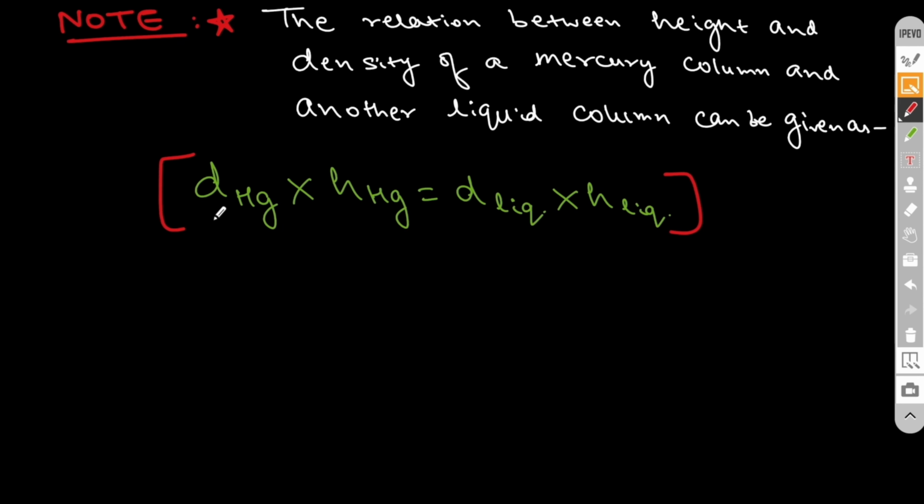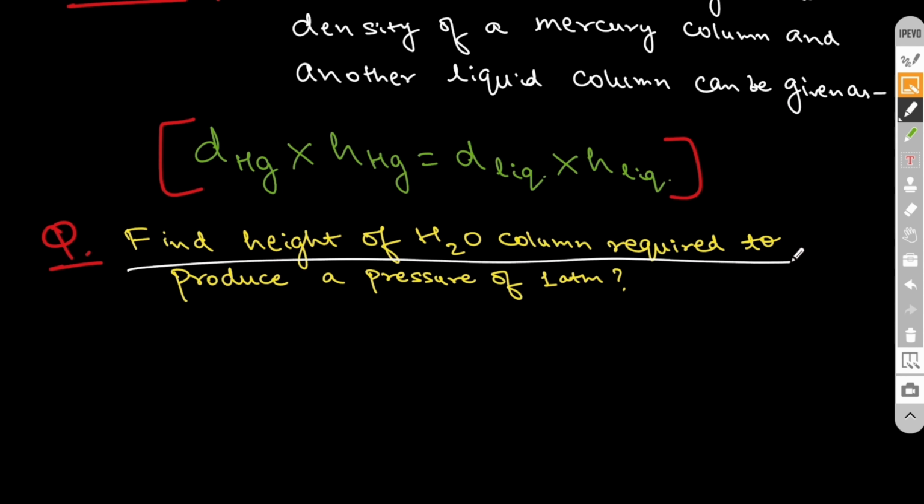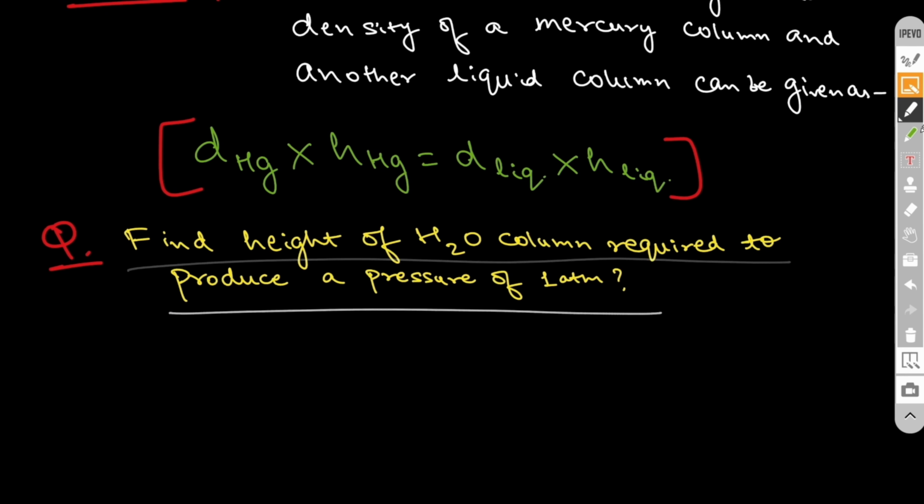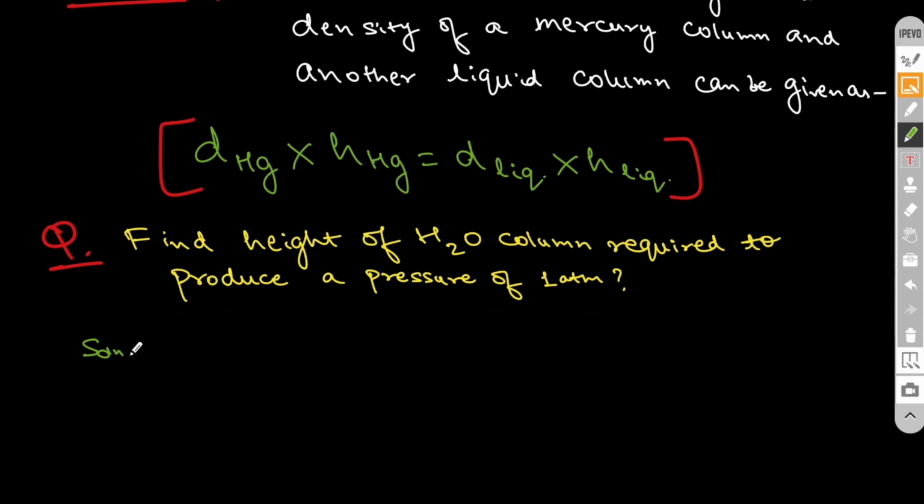So the relation between height and density of mercury column and another liquid column can be given as density of mercury multiplied by height of mercury equal to density of liquid multiplied by height of liquid. Now we'll solve a problem here. Find height of water column required to produce a pressure of 1 atm. So I'll write this formula here. Density of mercury multiplied by height of mercury is equal to density of liquid, which is water in this case, multiplied by height of water.